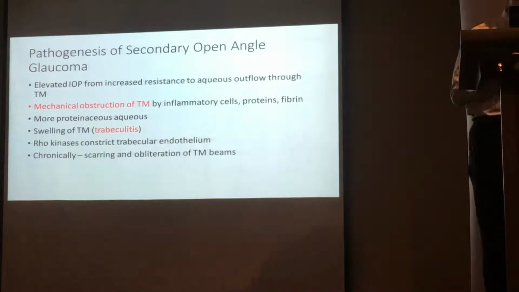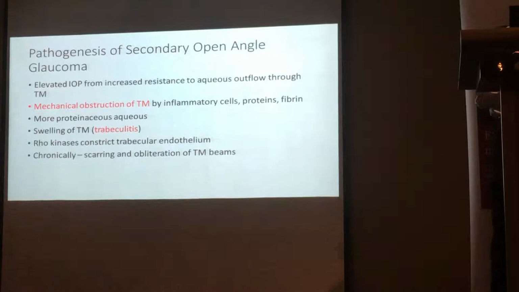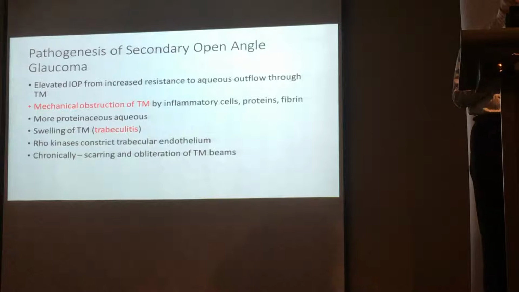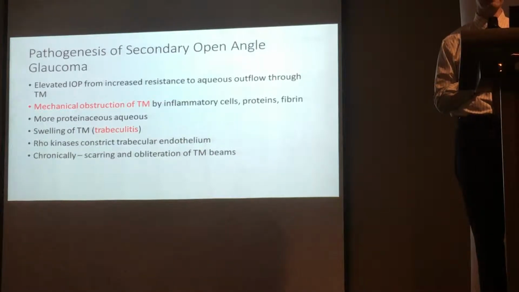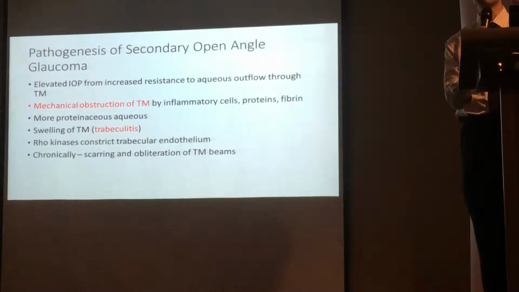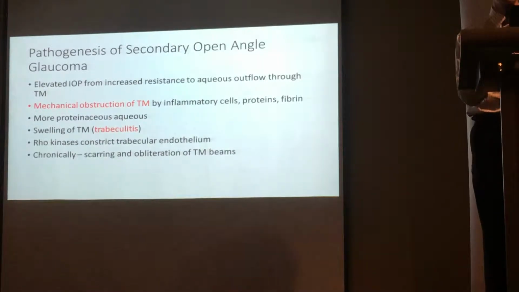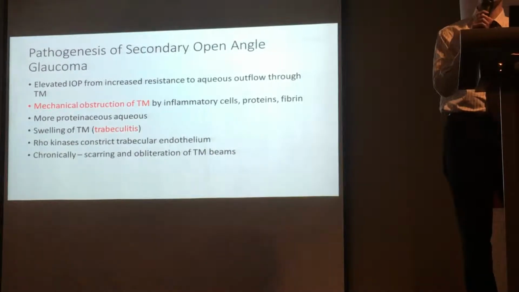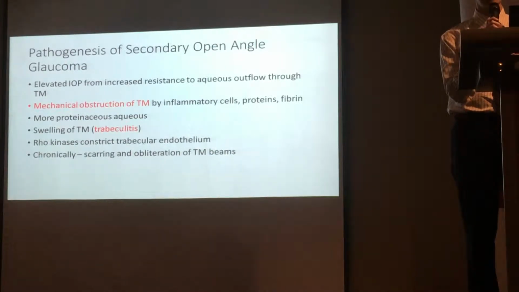Now, in secondary open-angle glaucoma in uveitis, what is actually happening? As I mentioned earlier, there is increased resistance to the outflow of aqueous through the trabecular meshwork, and this can occur because of mechanical obstruction of the meshwork by inflammatory cells, by protein, by fibrin. Any of these sitting in front of or within the anterior chamber is going to simply make it more difficult for that aqueous to get out of the trabecular meshwork.